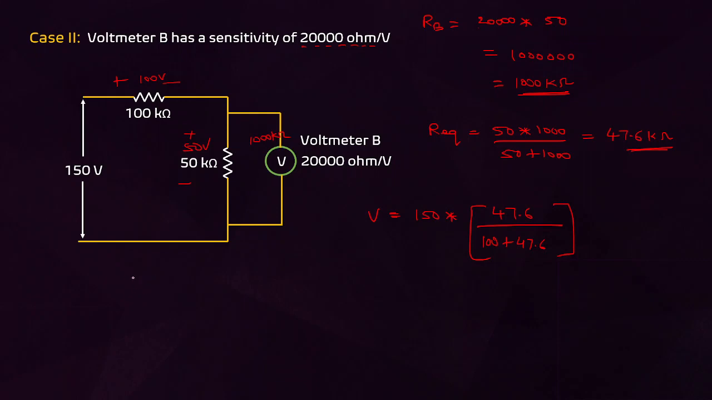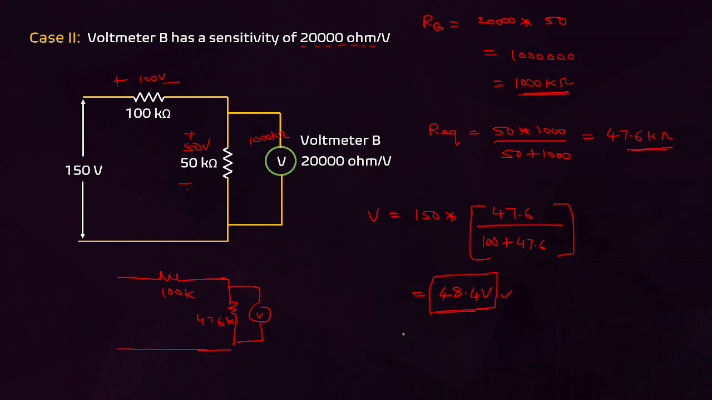Initially, let me draw it for better understanding. Here it is 100k and here it is 50 and here it is 1000 kilo ohm, right? Now if we simplify this, we got 47.6 kilo ohm, right? Here there was a voltmeter also. That is what I am doing now. If we simplify this, we will be getting approximately 48.4 volt.